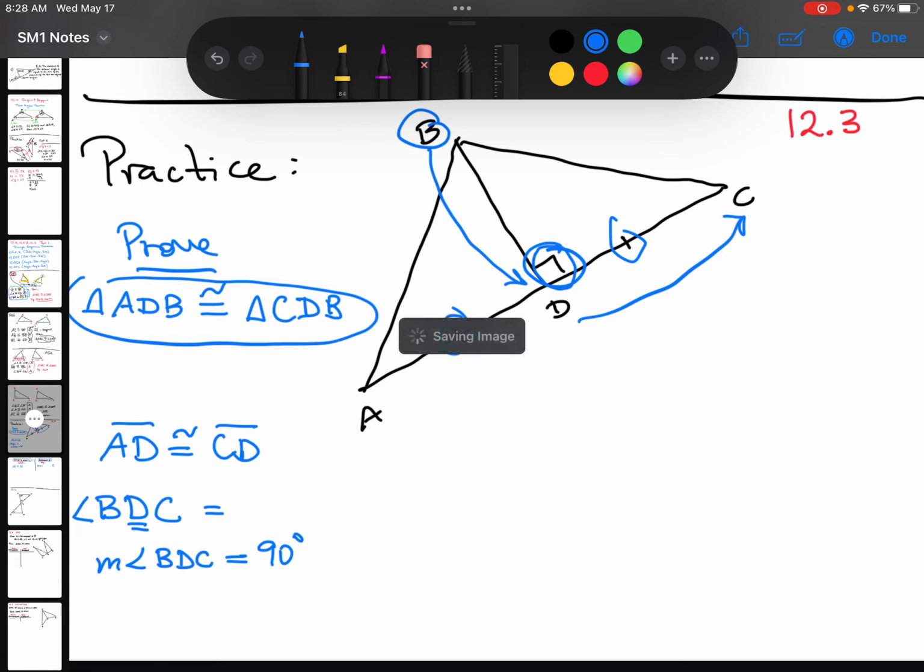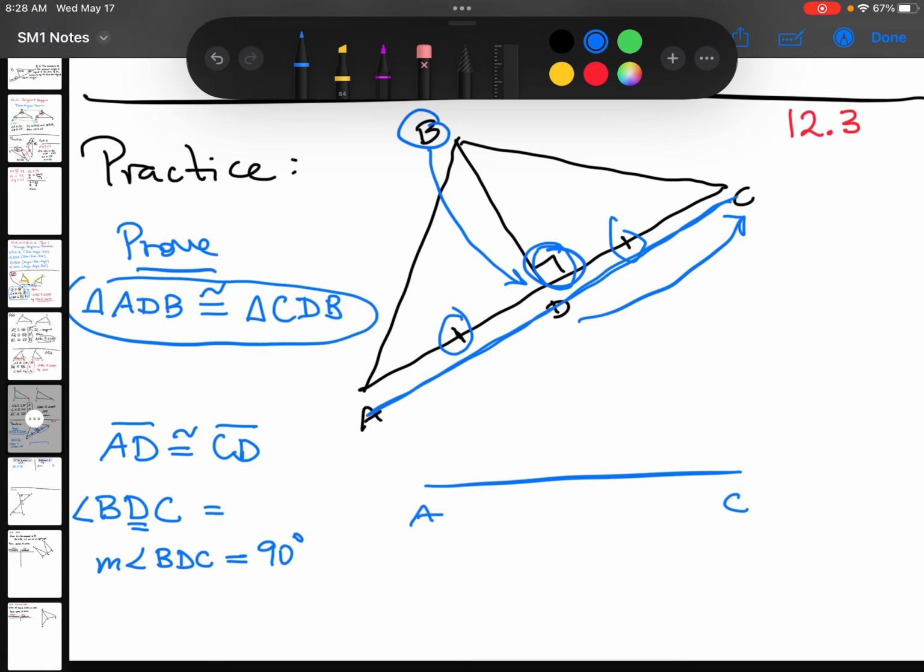So I can also say something. Because of it being 90 degrees, and if you take into account this segment from A to C, you now have something like this. This is A, this is C, and you have D right here, and then there's the angle. Then we know that by the supplementary angle theorem, this other angle, which is going to be angle BDA, is also going to be 90 degrees.